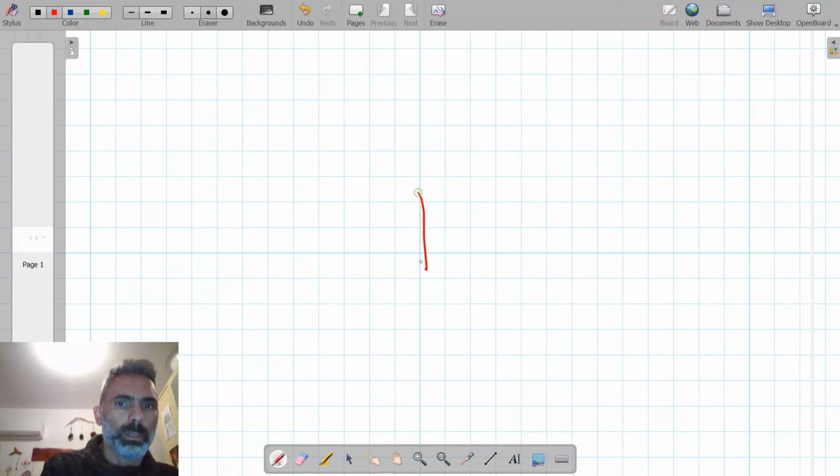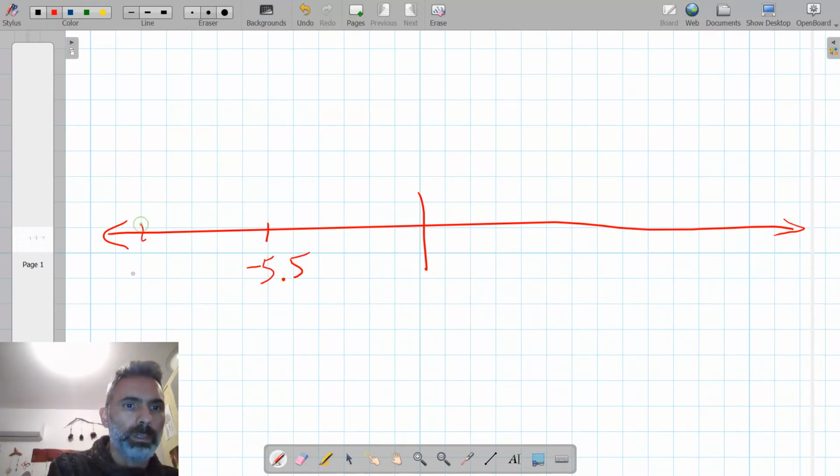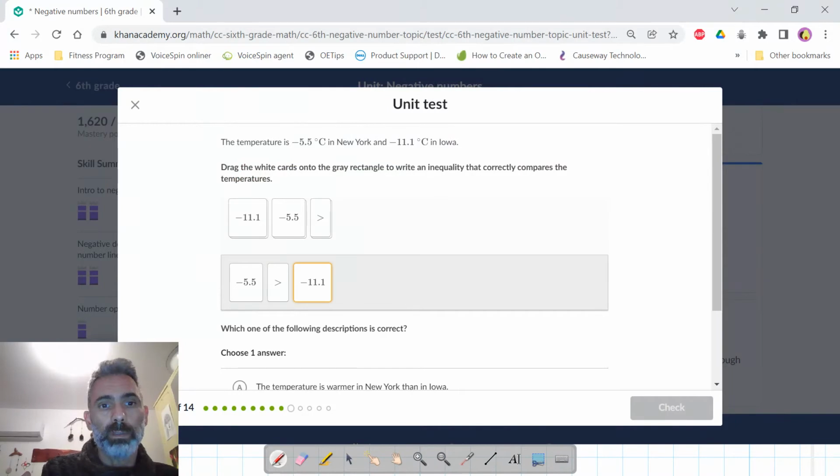Okay, because on the number line, this is, let's say, negative 5.5 and this is negative 11.1. So negative 11.1 is less than negative 5.5 because it's to the left of negative 5.5. So negative 5.5 is greater than negative 11.1.